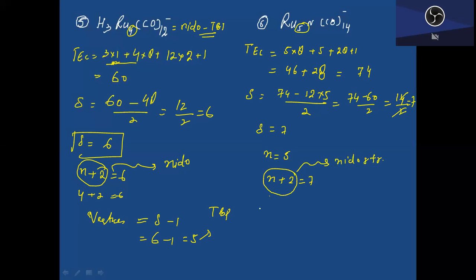Again, you can see vertices in this case is equal to S minus 1. S minus 1 is 7 minus 1. Therefore, you have 6 vertices. Whenever you have 6 vertices, it is nido octahedral. The structure is nido octahedral.